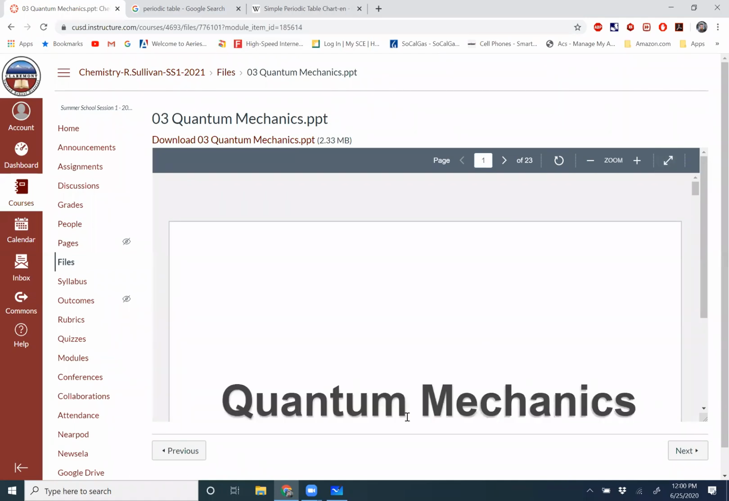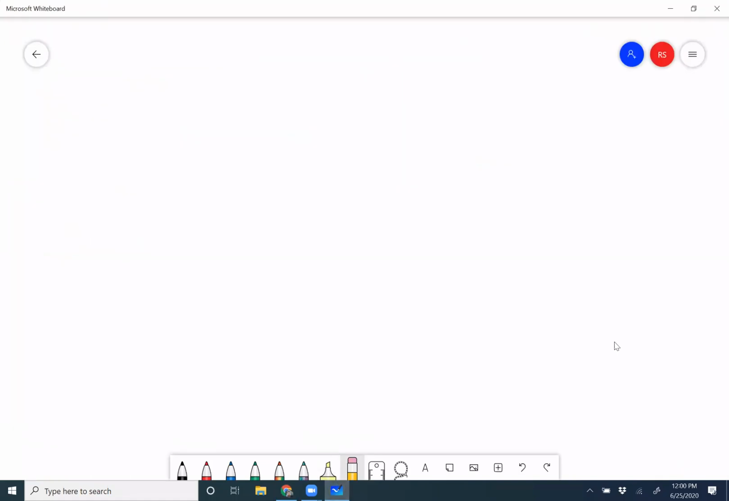So let's talk about writing electron configurations. Okay. When we talk about an atom, we want to talk about where its electrons are. Well, what we could do is use what's called an orbital diagram.